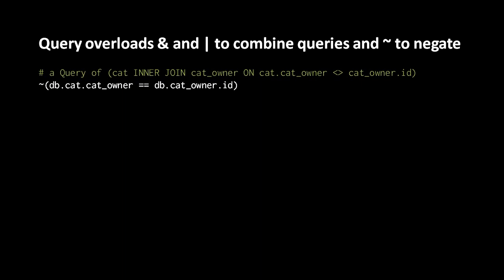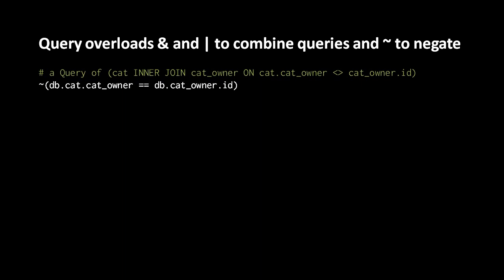So just to be clear what's going on here, we're creating a query object with the equality operator from these two field objects, and then we're using the tilde operator on the query object because the query class overloads the tilde operator to act as a negation operator, and that negation operator, the tilde operator, returns a new query object representing the negation of the query that we created with the equality operator.